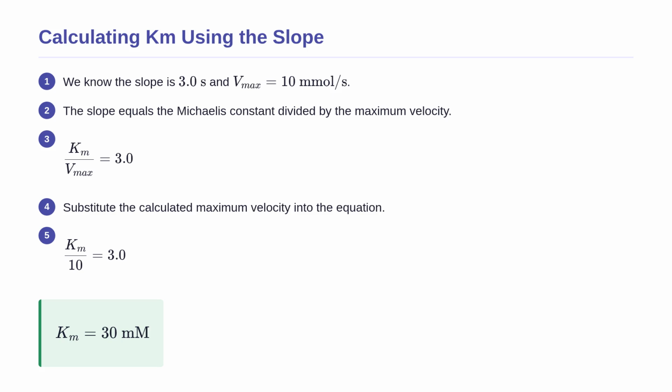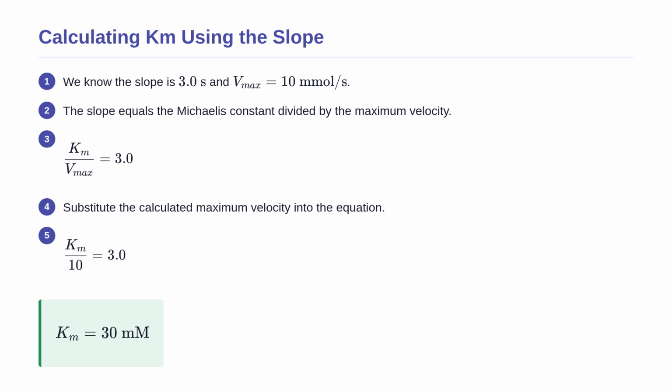With the maximum velocity in hand, we can now use the given slope to find the Michaelis constant. We write out the definition of the slope for this plot, which is the Michaelis constant divided by the maximum velocity. We set this fraction equal to the given slope value of 3.0. Next, we substitute the maximum velocity of 10 that we just calculated into the denominator.